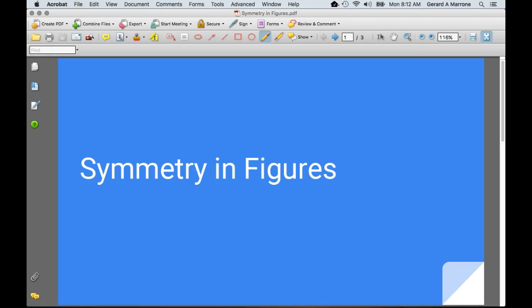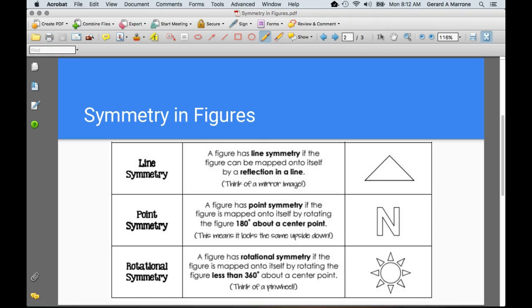I'm just going to do a quick lesson on symmetry in figures. It's something you guys have seen in the past. It should be fairly common for you guys to see, so I just want to touch briefly on symmetry. So we've got three different types of symmetry that we're going to look at.